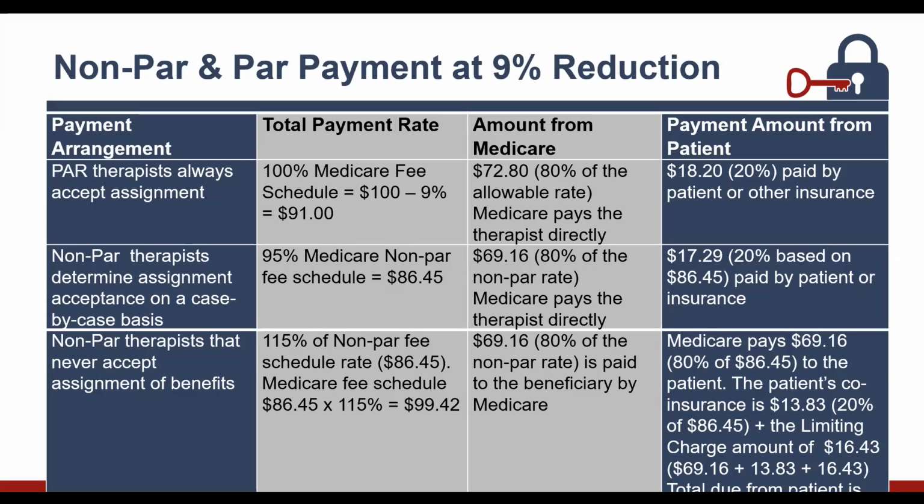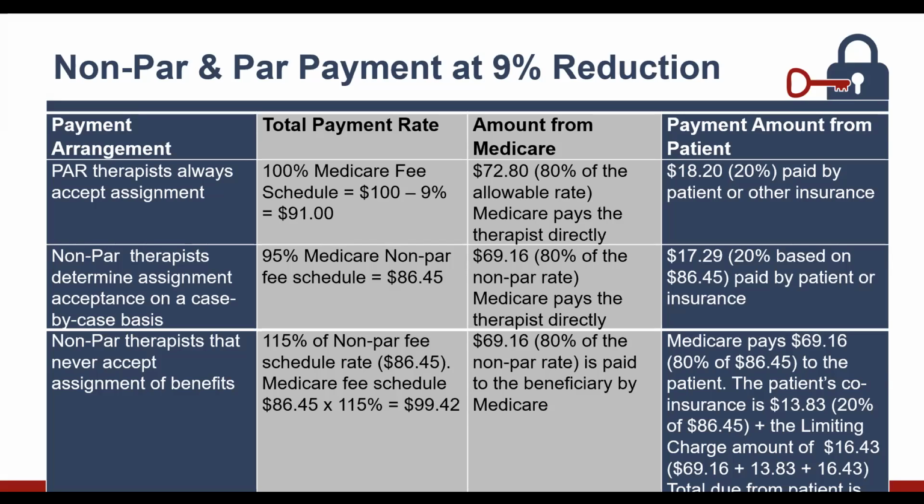So if you never accept assignment, again, the rate is $86.45. You then add the 15%, which brings you to $99.42. Medicare is going to pay $69.16. The patient will pay $13.83, again a reduction, and then the limiting charge will be $16.43. So the total amount due from the patient is $99.42. The patient will be paid $69.16. So again, you have to prepare yourself for how you're explaining this to the patient and whether this offset is adequate to help you do business.